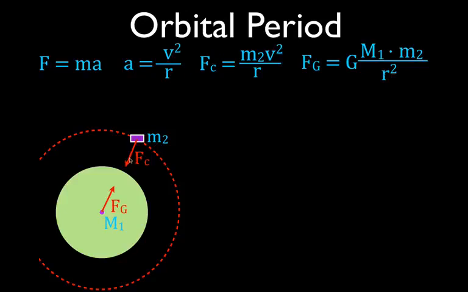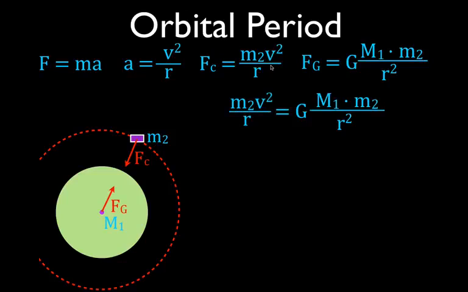Now, as we said a couple times, we know these two forces are equal in magnitude but opposite in direction. So that means we can set these two equations equal to each other. Fc is equal to Fg. That means that m2 v squared divided by r is equal to G m1 m2 divided by r squared.